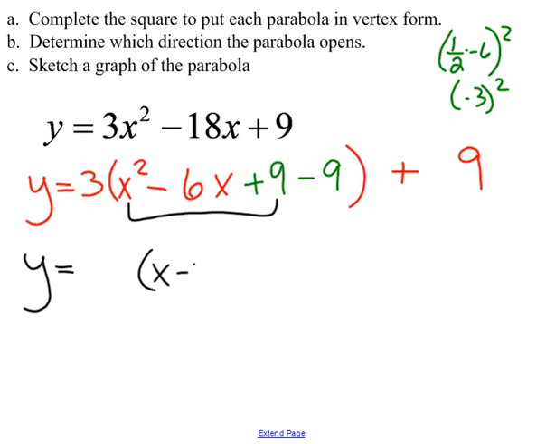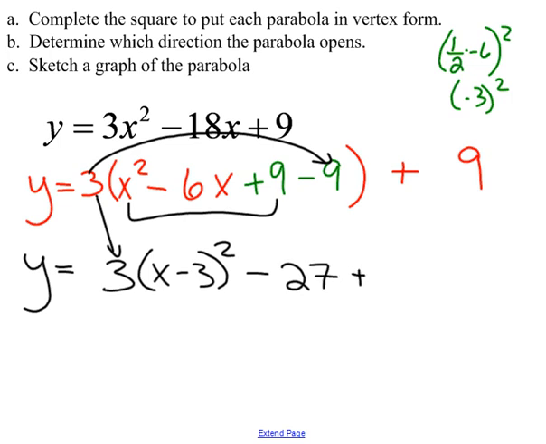So I have (x - 3) quantity squared. Where they get messed up is with this 3 out front. You put it in front of the parentheses, and you also distribute it to the -9. So then it becomes -27 plus 9.